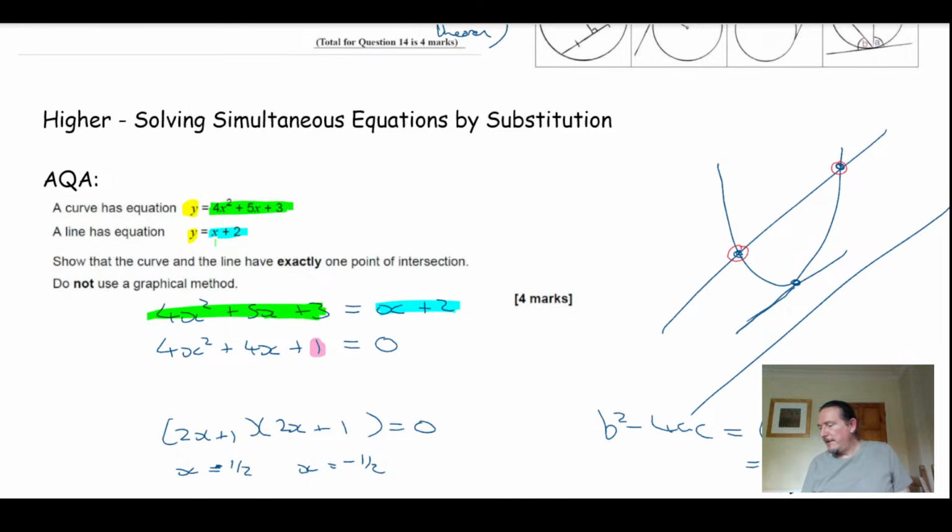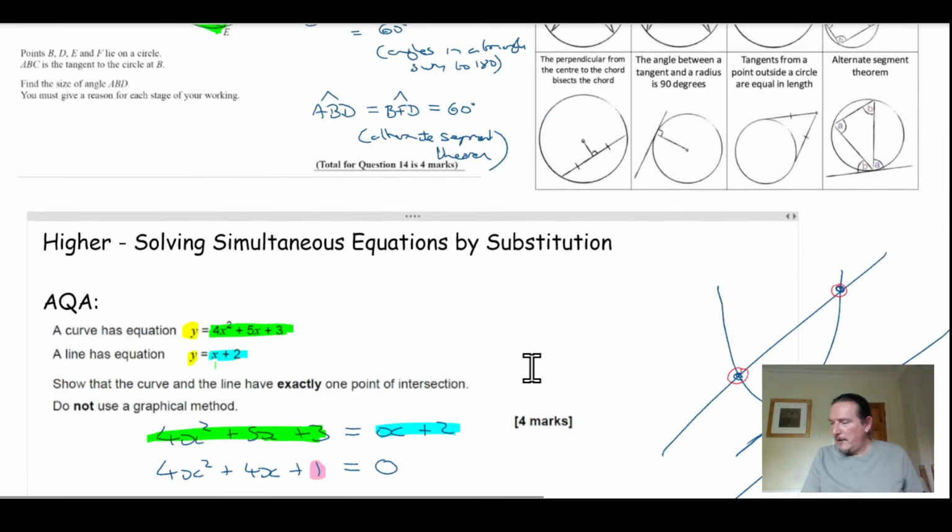So if you've done further maths, then you might know what I'm talking about. If you haven't done further maths, you probably don't know what I'm talking about. Don't worry about it, just do it the other way. Okay? Yeah, so I found 1 solution. So yeah, there's only one point of intersection because they're both in the same place. Okay? So that's the AQA question.